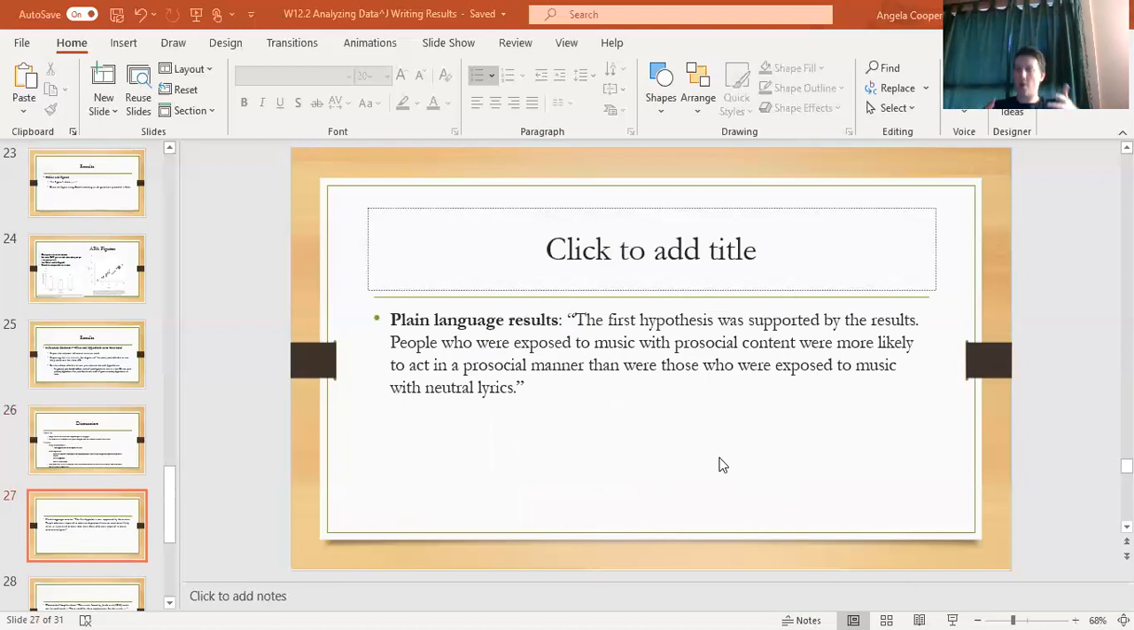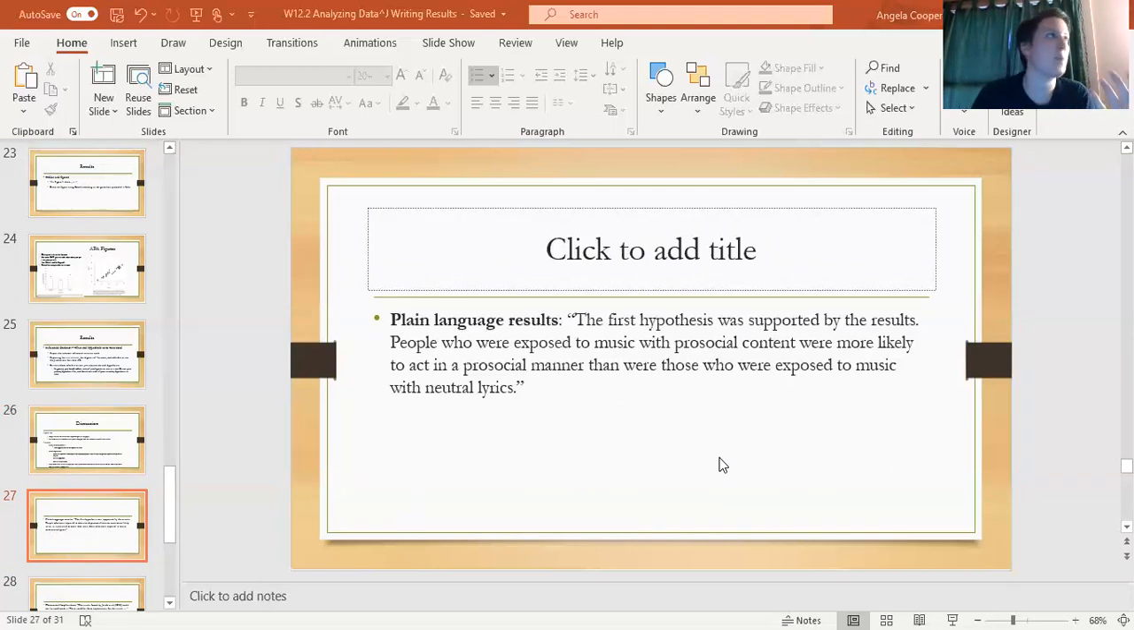So to start, I mentioned how your discussion section needs to just be the results in English. You don't have to rewrite the t, degrees of freedom equals test statistic, comma, p-value. You don't have to do all that again. You don't really even have to report the means and standard deviations again. You can just say something as simple as, our primary research hypothesis was supported by the results. It turns out that people exposed to music with pro-social content were more likely to act in a pro-social manner than those exposed to neutral music lyrics.